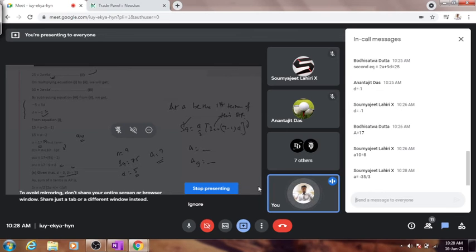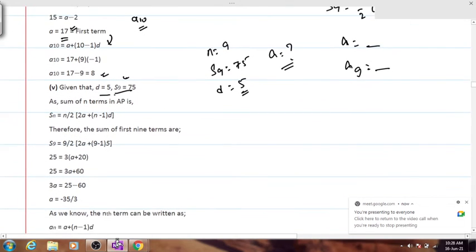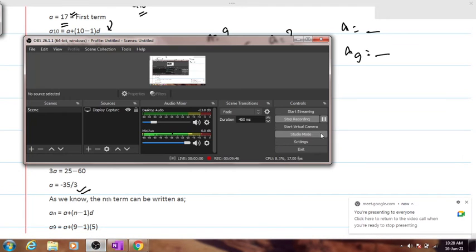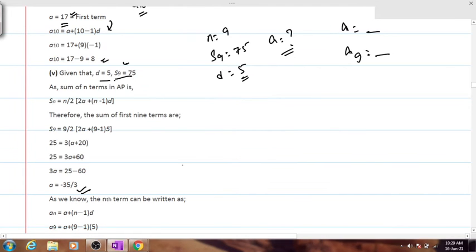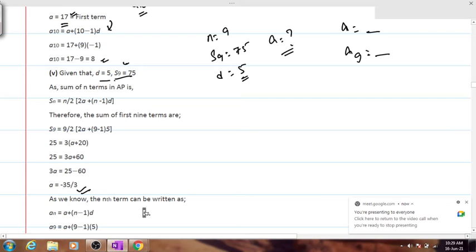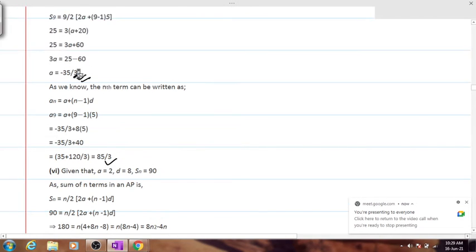Let's see how many have got the value for A. Shomojit has got the value for A as minus 35 by 3. Rest of you also confirm. I'll give you exactly 1 minute to answer. I need the value for A9 also. I'm pausing the video. A's value is correct. Now I hope people have got the answer for A9 as 85 by 3. How many have got this answer? Two people have already answered. Very good. It's 85 by 3 and the first term is given as minus 35 by 3. Very good everyone. Now moving on to the next one. Clear? I hope people have copied this down.